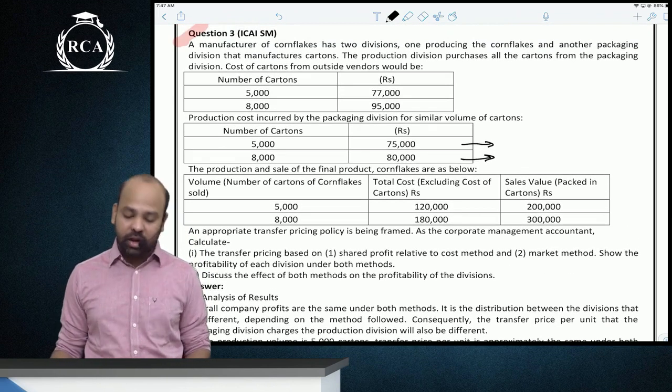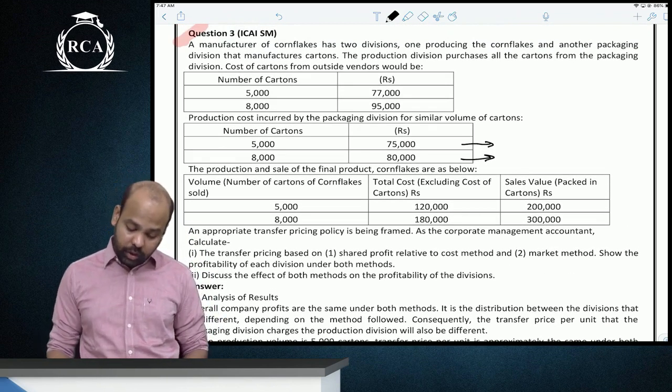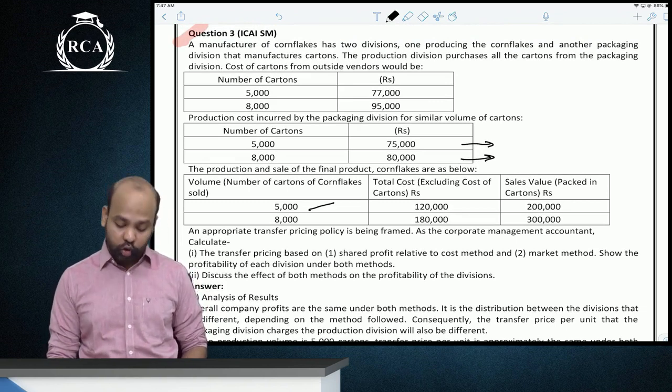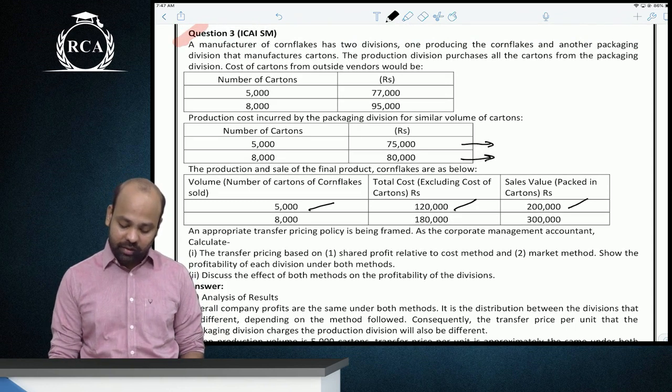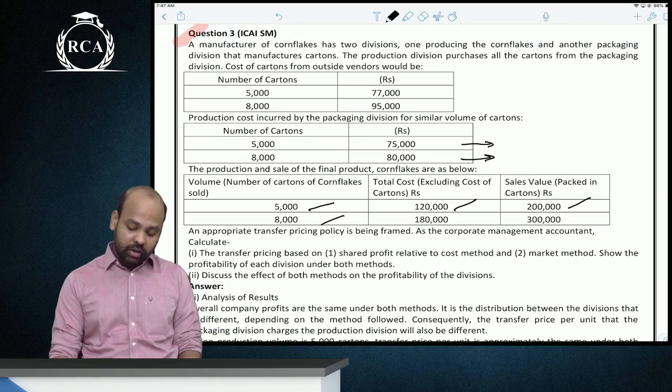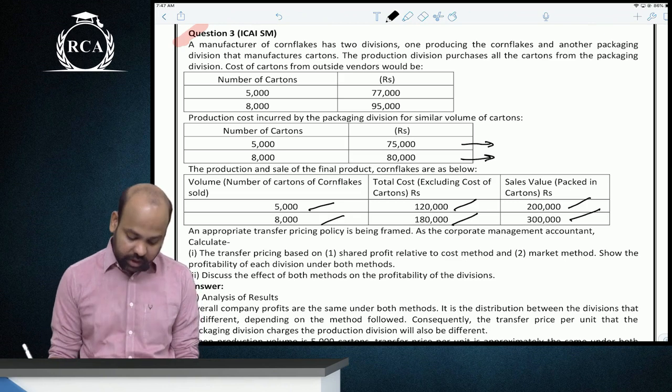The production and sale of the final product, cornflakes, are as below. Volume: 5,000 cartons sold. Total cost excluding the cost of cartons is 1,20,000. Sale value is 2 lakhs. For 8,000 cartons, it is 1,80,000, and the sale value is 3 lakhs.